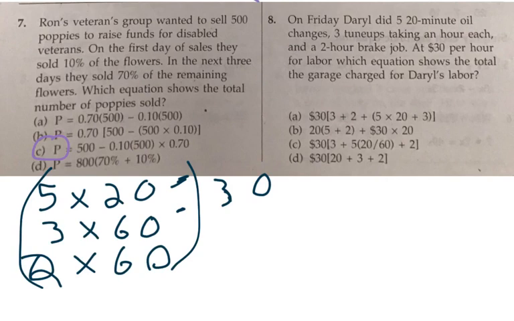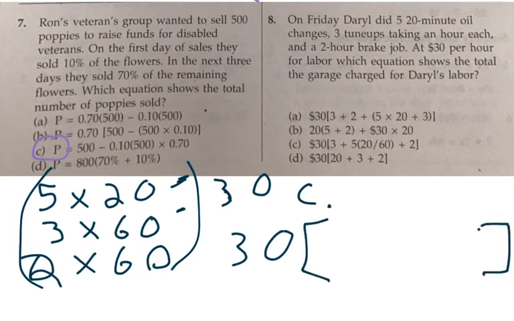So in this case, our answer is C. And let me talk through how we got that. So what they did, they took that 30, because it's $30 for every hour. And so they put that outside all this other stuff that he's going to do. So that 3 tune-ups taking an hour each. So 3 tune-ups take an hour each, so that's 3 hours right there.